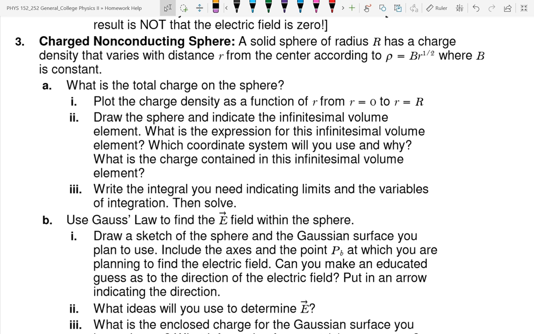Charge can't move. So that means you put charge there, it stays. So this has a charge density throughout the sphere, but it's not uniform. Most of what I did was uniform. So first, what is the total charge on the sphere?